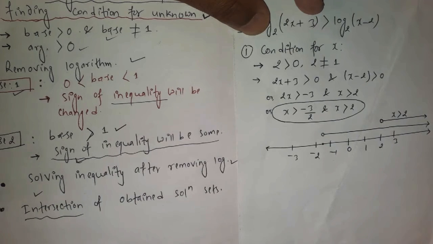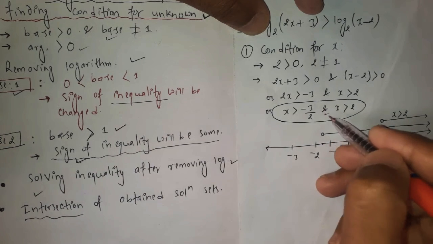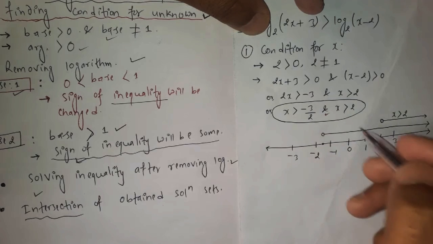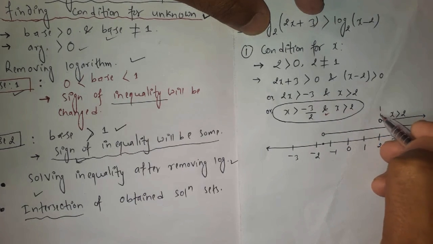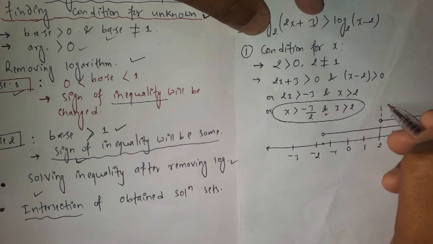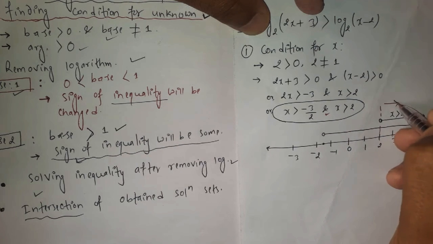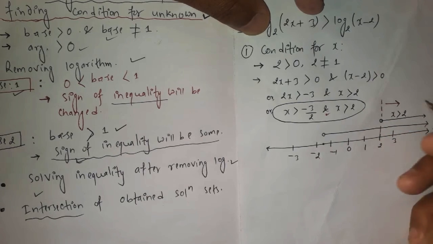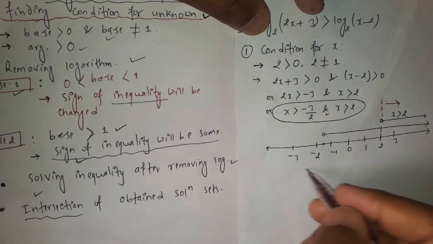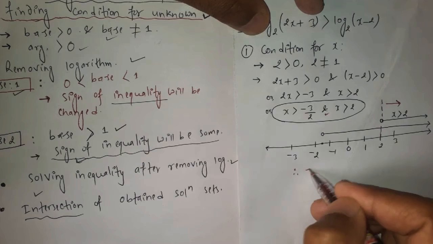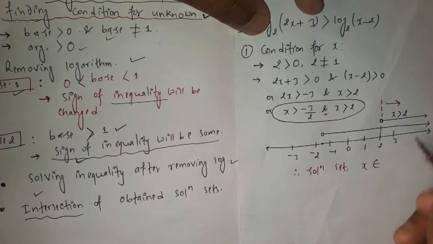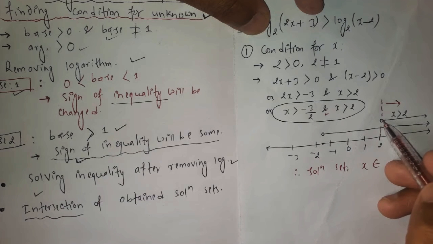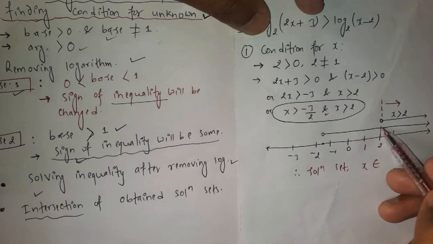Now calculating the common part. We have to take the common part of these two lines. Here the common part is this side, from this boundary onward. This is the common part for both lines. So the solution set will be x belongs to the set where, in one line x is not included, and in the next line x is included.